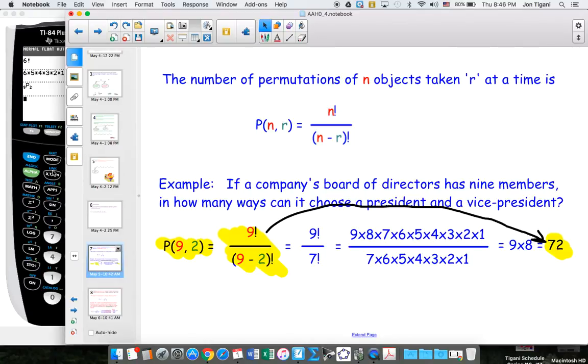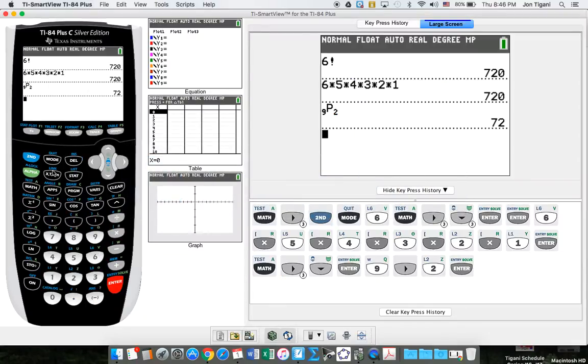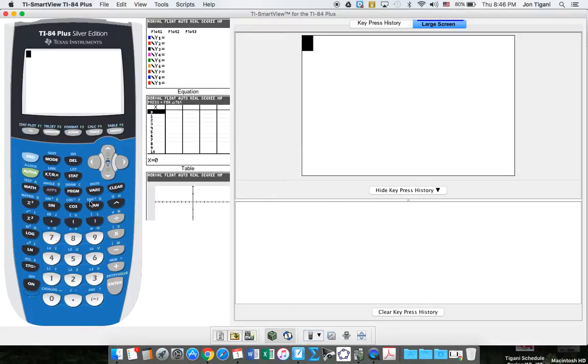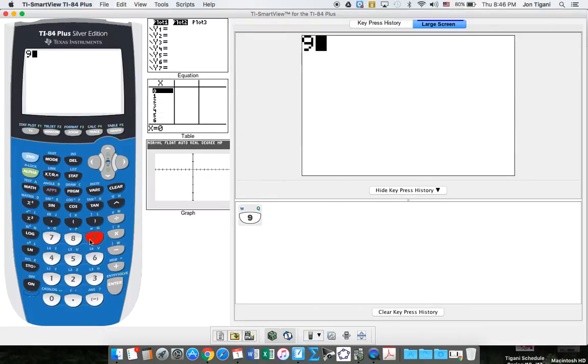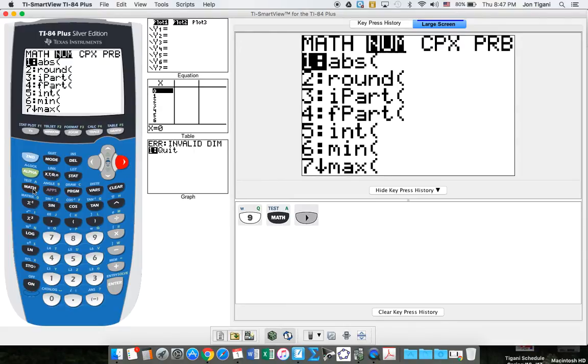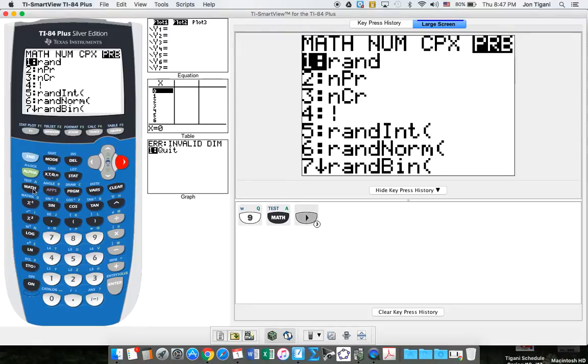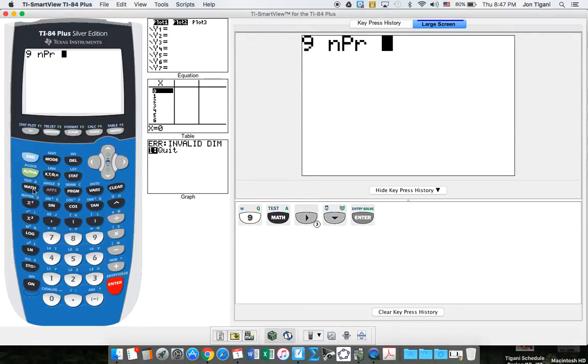Now let's say you have a different calculator. Let's say you had, I believe, this guy. Let's talk about this one real quick. You have to put the N value first on your home screen before you head over to the math button. NPR is still the second option, and then 2 is your R, and then hit enter. So slightly different than the other one. It depends on which version of calculator that you have. So there you have it.